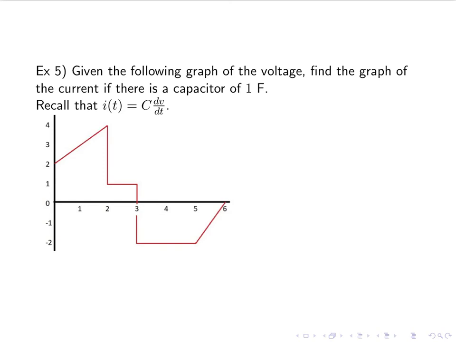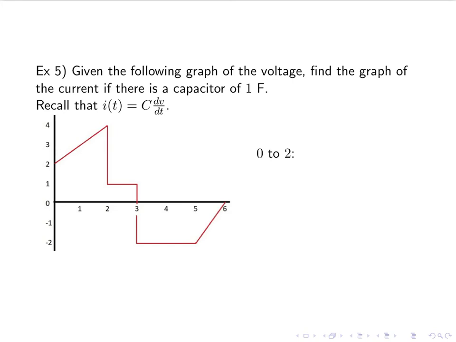So the nice thing about C being 1 is I can kind of just ignore it, and I'm just looking for the derivative of this function. So I'm going to split it up into our different segments. So from 0 to 2, we have a straight line, and notice that they're all straight lines, so this is going to be really nice. Again, the derivative is just the slope.